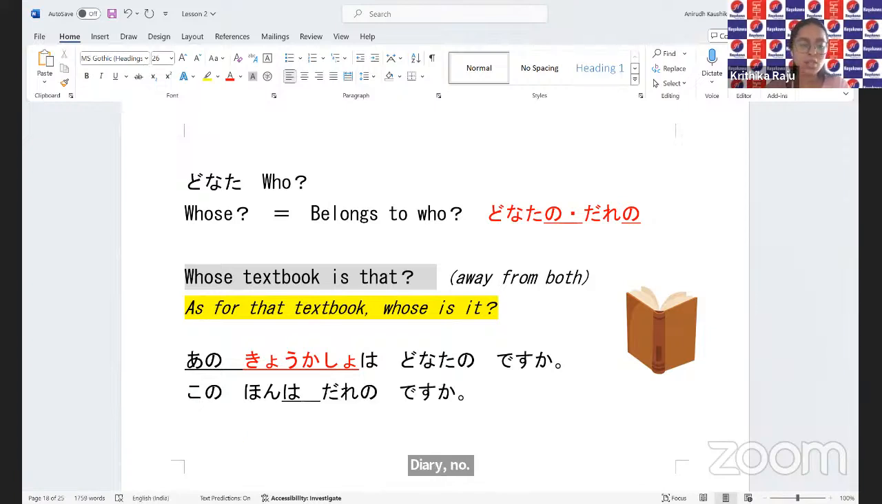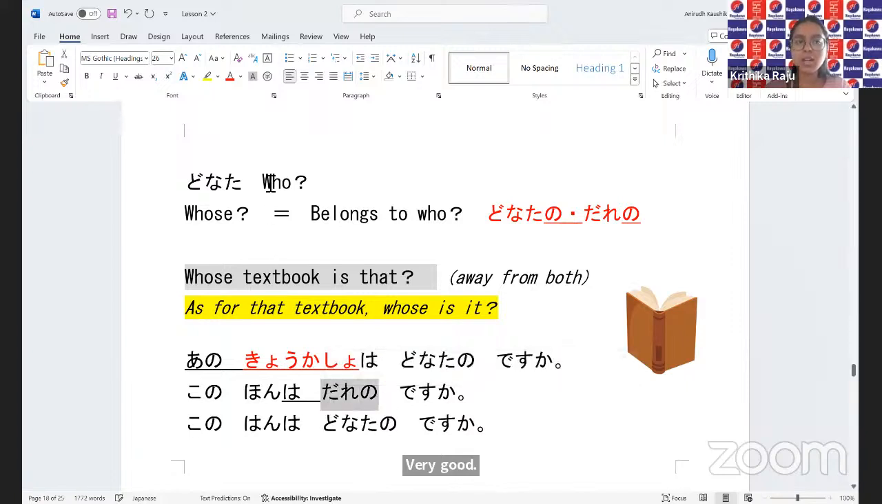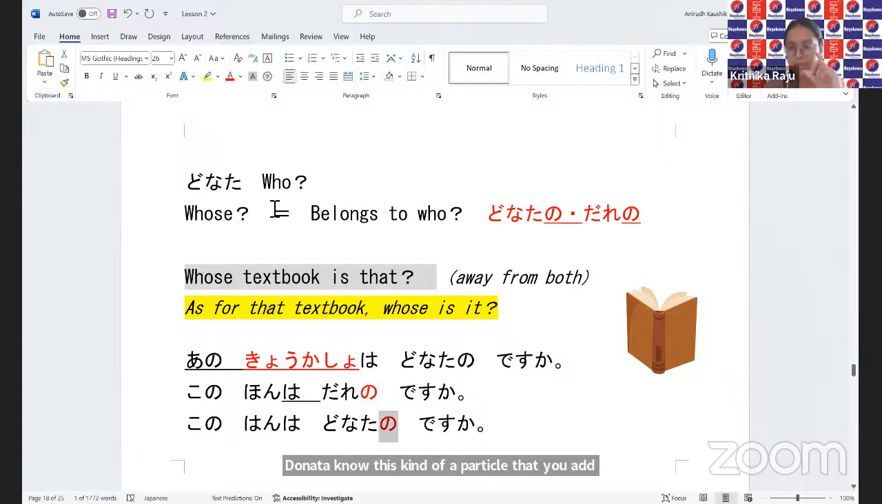Or kono hon wa. What is the other word that you can use in place of dare? Donata no desu ka? Very good. Donata no desu ka? Dare no desu ka? The no is a particle that you add to make the word mean whose. Dare and donata are the words that mean who.